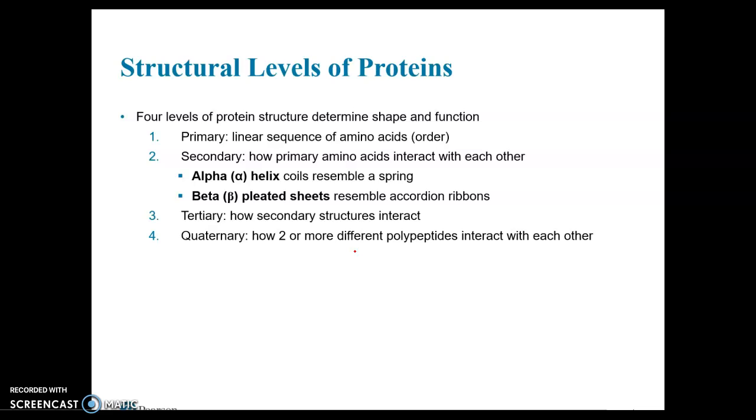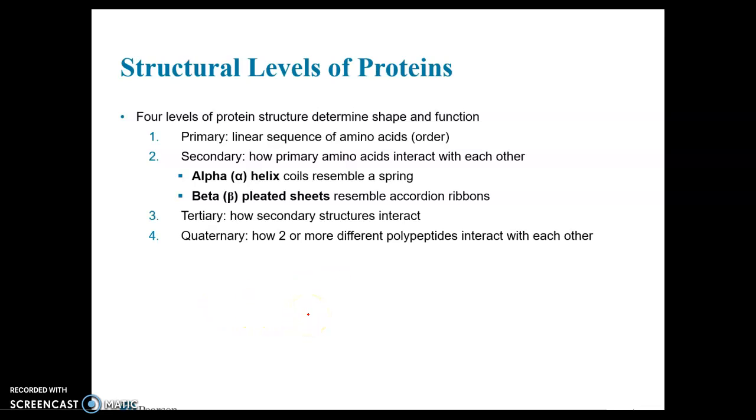I always think about a phone cord. We still have phone cords. So a phone that has a cord, that's a helix structure. But let's say you take that phone cord and you tie it into knots or you fold it in different ways. That's now become the tertiary structure. So the tertiary structure is how the secondary structures interact. Or another way to say it is, it's the 3-dimensional shape of the protein. And it's now called a polypeptide.